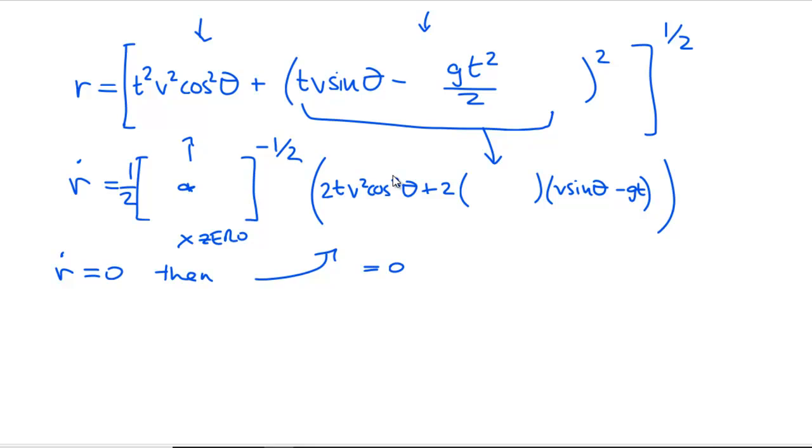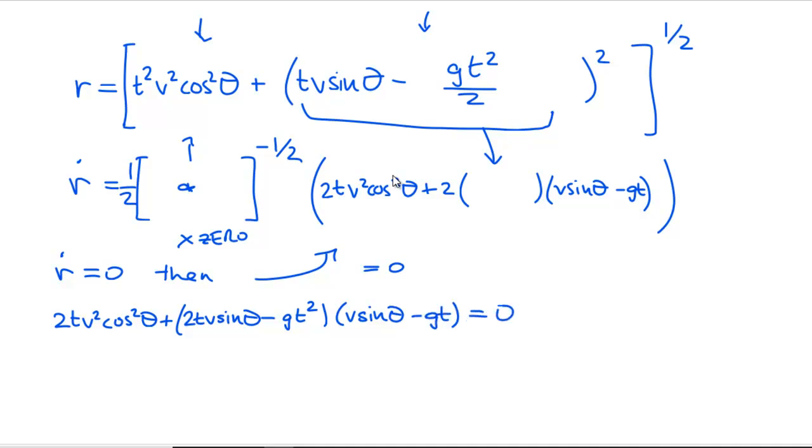So let's write this out again. 2t v squared cos squared theta plus, where was I? Right, I need to now see what all of this is. Let's write this out in 2 bits. So we've got 2t v sine theta minus gt squared times v sine theta minus gt. That's got to be equal to 0.